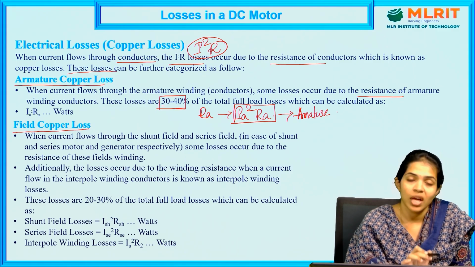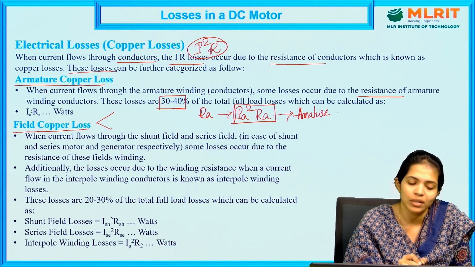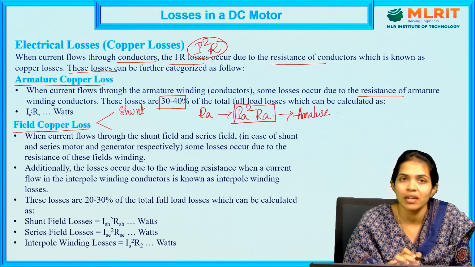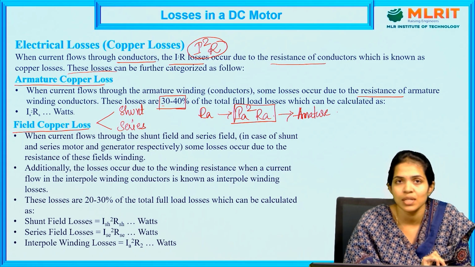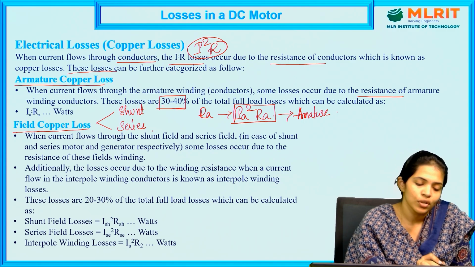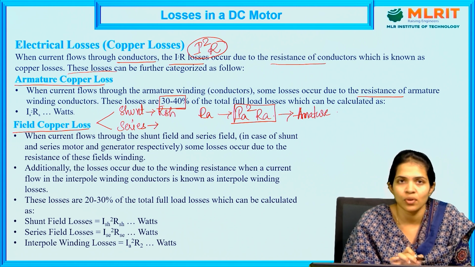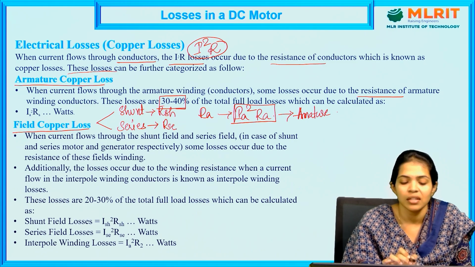Then we also have copper losses in the field windings. We basically have two kinds of field windings. One is the shunt field winding, the winding which is connected in parallel to the armature, and the other is the series field winding, the winding which is connected in series with the armature winding. We know that they possess some resistance. Let us consider RSH as the resistance of the shunt field winding, and RSE as the resistance of the series field winding.